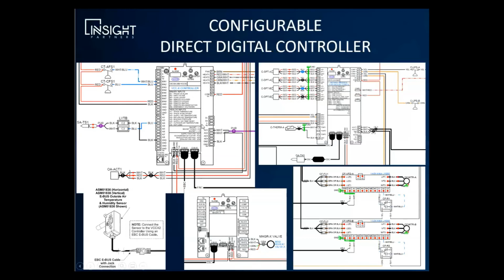Your controller needs to be sophisticated enough to monitor supply air temperature, outside air temperature and humidity, refrigerant suction pressures, refrigerant discharge pressures. It needs to be able to modulate things like a modulating hot gas reheat valve or condenser fan speed in order to maintain stable refrigerant pressures.